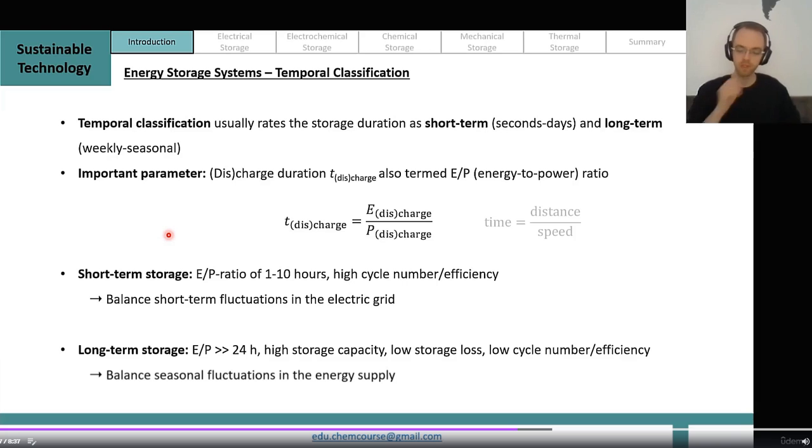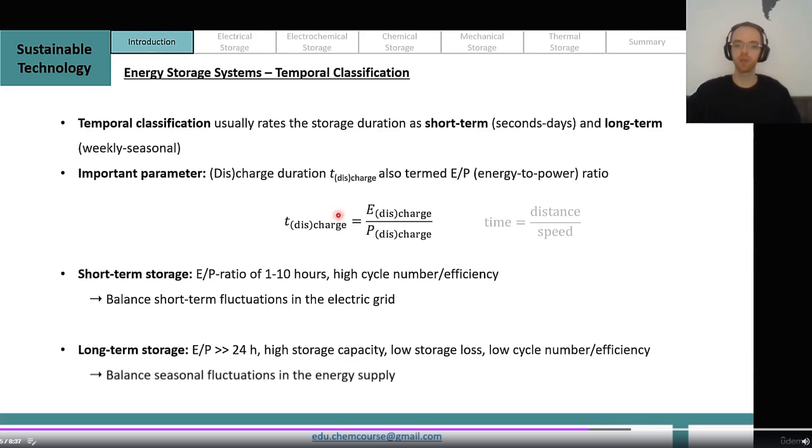Now, it is important to have a look into this temporal classification as well, which I noted earlier. The temporal classification usually rates storage durations either as short-term storage, so where you're storing your energy just over a few seconds to days, and long-term storage, which basically refers to weekly, seasonal, or sometimes even yearly storage. The important parameter here is the so-called discharge duration, also termed the E to P, the energy to power ratio. And this is also how this is calculated.